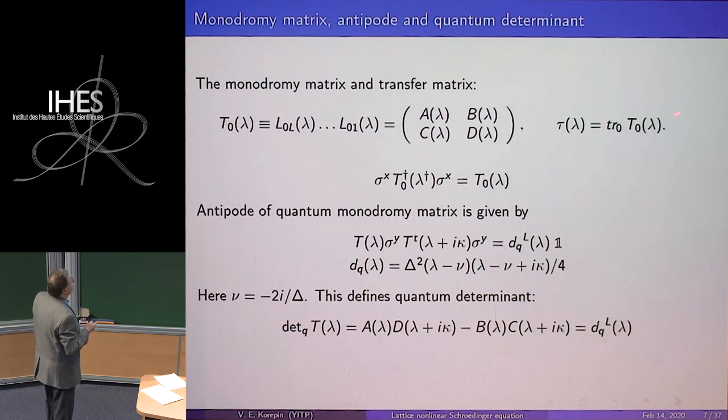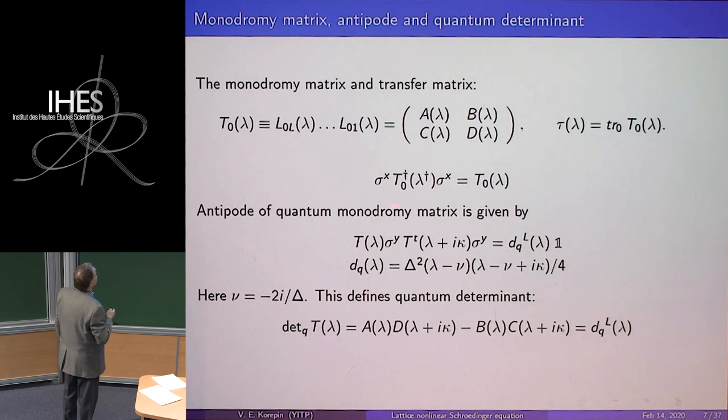Trace of the monodromy matrix A plus D is important, and the Hamiltonian will be extracted later from this trace of the monodromy matrix by means of trace identities. This involution still works for the monodromy matrix, so dagger means Hermitian conjugation of quantum operators.